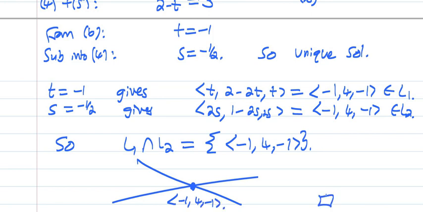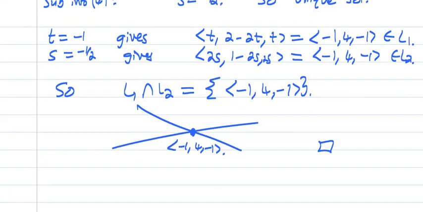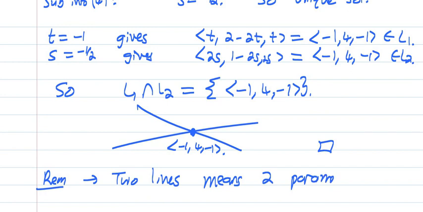All right? So we're looking for well-written answers. So we've solved the system. We've got a unique solution. And so we get there's only one point sitting on both lines. Again, I want to emphasize, remark, two lines means two parameters. Here, I use s and t.